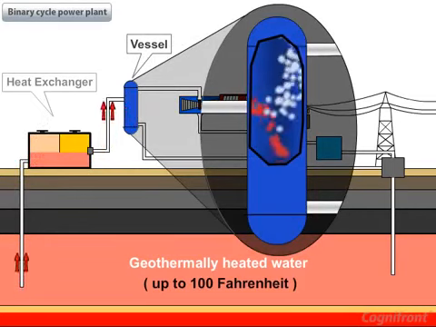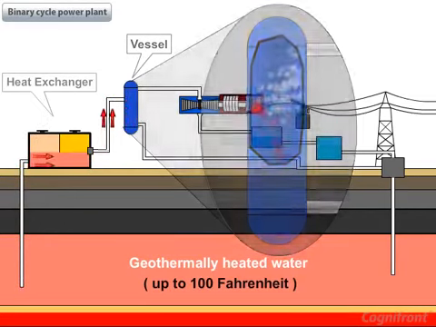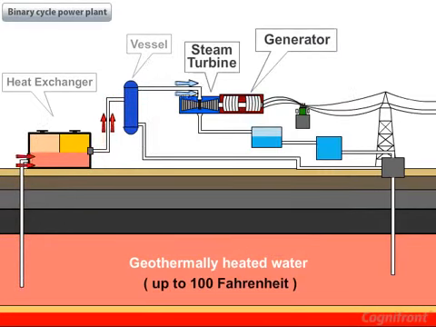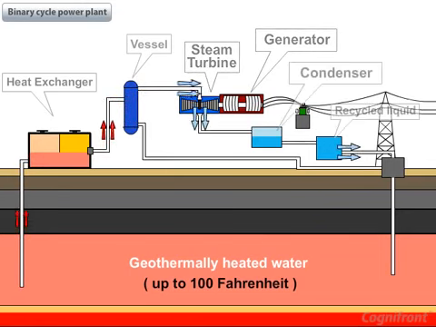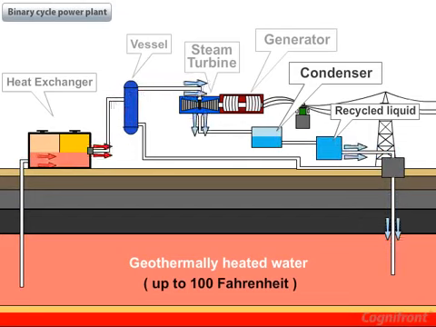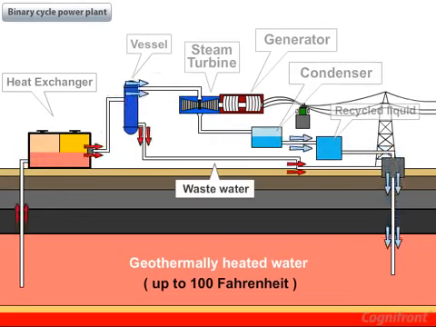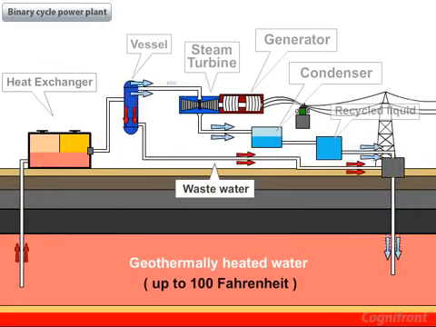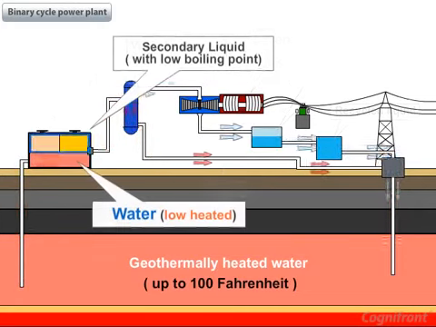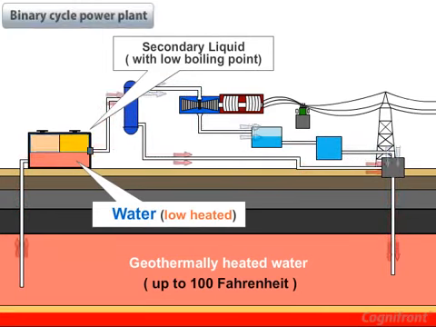A mixture vapor is generated and it runs the turbine. The mixture vapor is cooled by a condenser and the liquid is recycled. Wastewater is injected back to the earth. As this power plant requires two liquids, water and secondary liquid, it is called a binary cycle power plant.